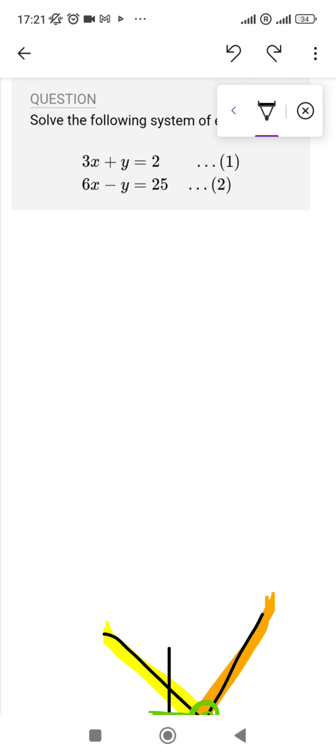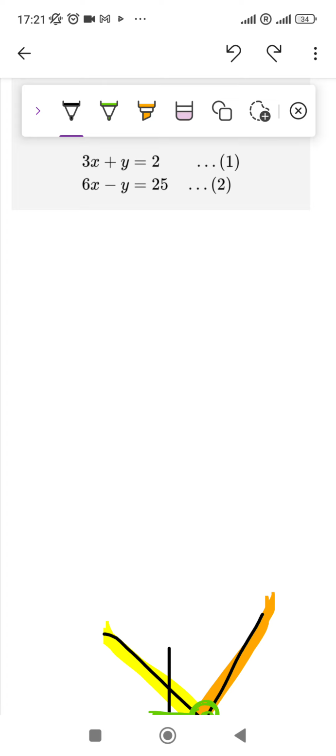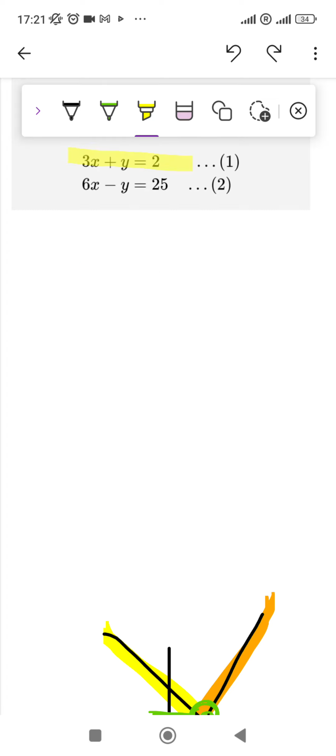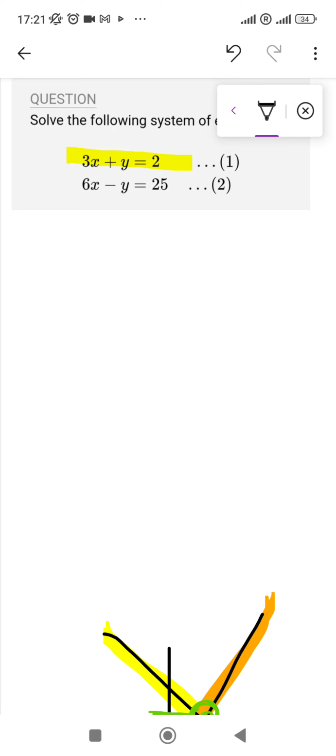What it means when something is the subject is that it is alone on one side, equal to everything else. If we look at the first equation, we want to make either x or y alone on one side. I think it will be easier to get y alone, so I'm going to take this positive 3x over to my right hand side. Once I do that, I end up with a new equation.